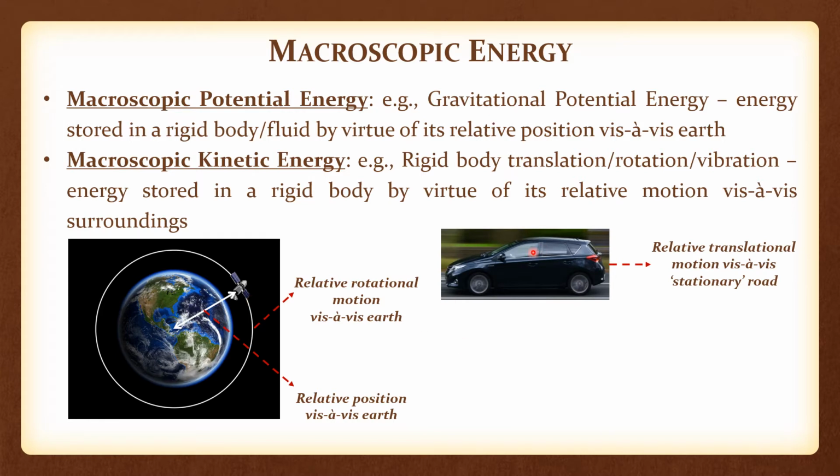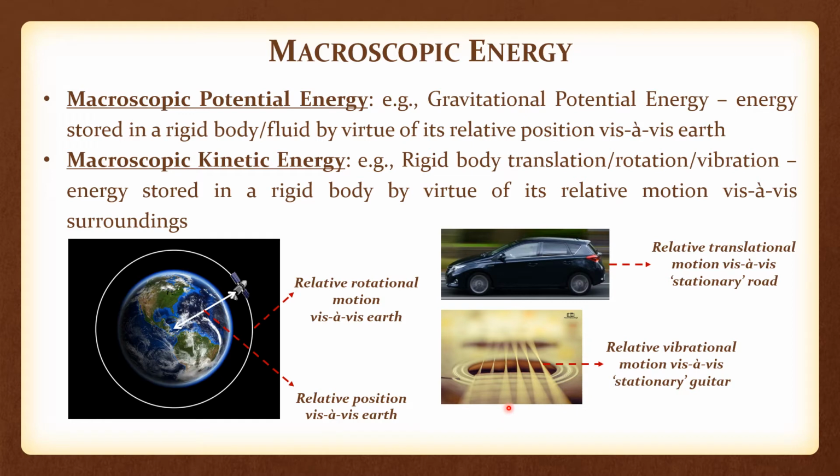Similarly, you have a relative translational motion vis-a-vis a stationary road. The road itself is not stationary because it is part of Earth, and Earth is undergoing some sort of a rotation, and it's going around the sun and whatnot. However, relative to the stationary road, you have a car that is moving at a certain velocity, and there is a relative translational motion. There is a macroscopic kinetic energy of the car. Relative vibrational motion of the strings vis-a-vis the stationary guitar, right? So all of these are examples that you have encountered in daily life, in your school level and various other courses in college level, science courses. So these are familiar ideas. So these are macroscopic forms of energy.